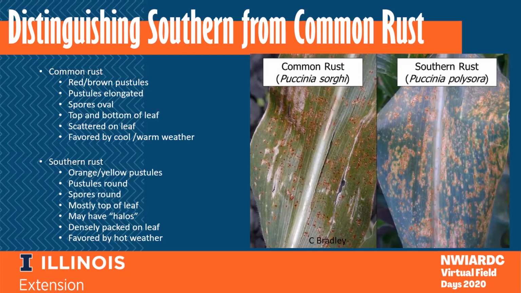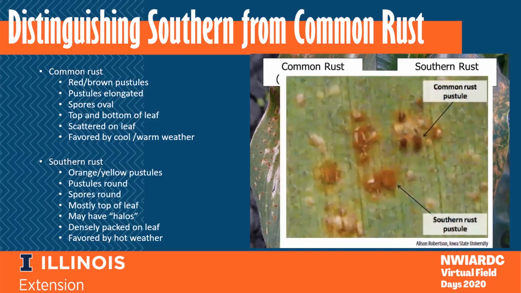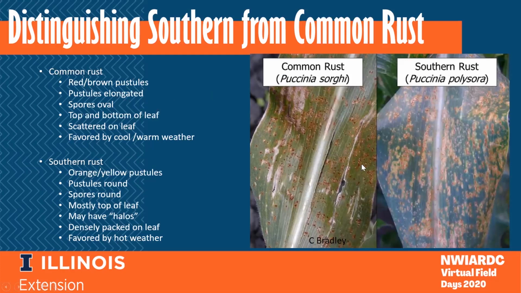So these are some ways that you can distinguish the two organisms from one another if you are in a field. First off, common rust is going to have red or brown pustules on them. If you look at this particular slide, you have a common rust pustule here. It's kind of got that dark red look to it. The southern rust pustule is usually a little lighter orange to almost yellow in color and tends to be a little rounder as well. The pustules on common rust, you can't really see this on this page, are often a little elongated versus southern rust where they tend to be very circular in shape, and they also tend to have a halo around them.